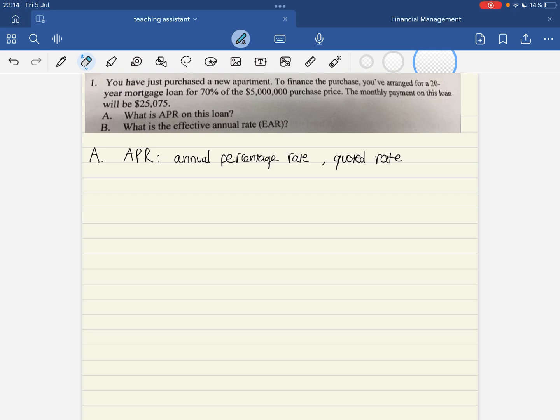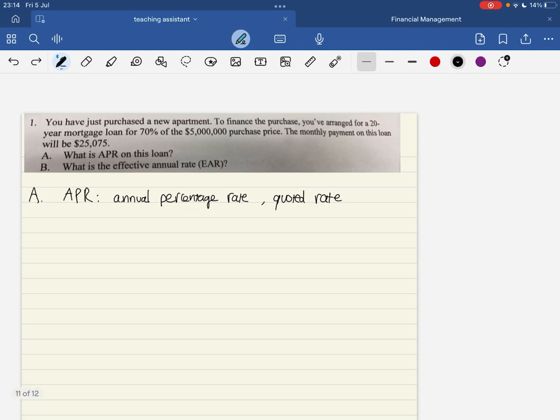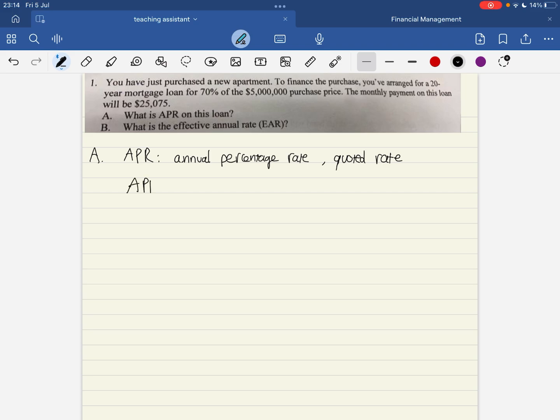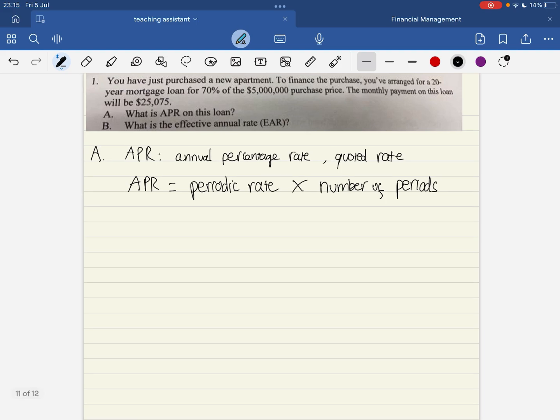Just a reminder, APR stands for annual percentage rate, or the quoted rate. The formula for APR is APR equal to periodic rate multiplied by the number of periods. So first of all, we need to find the periodic rate. How do we find the periodic rate?